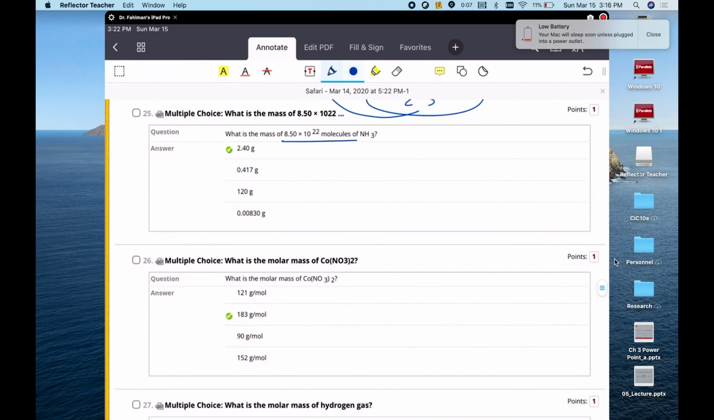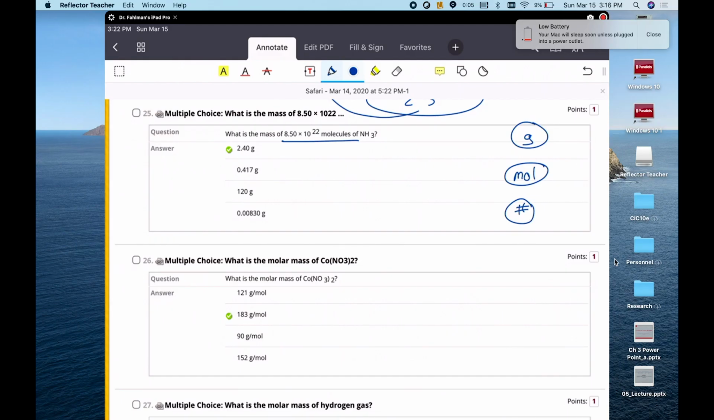What is the mass of that many molecules of ammonia? So again, remember this little chart. Moles in the middle, then you've got grams, and then number. To get away from moles, we are multiplying by something. To get back to moles, we're dividing by something.